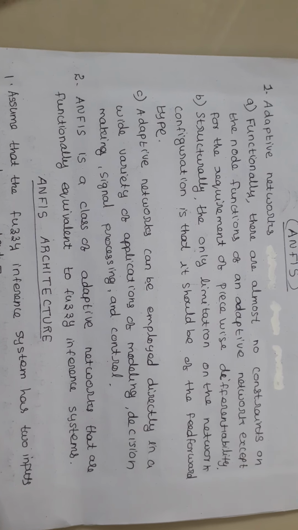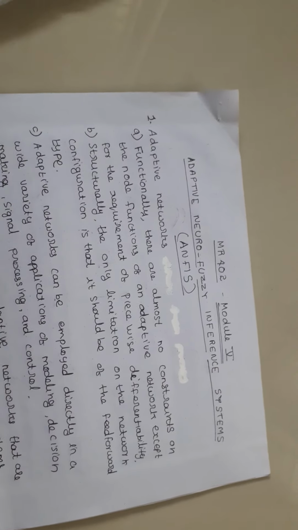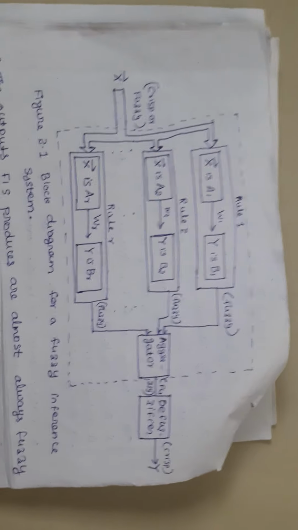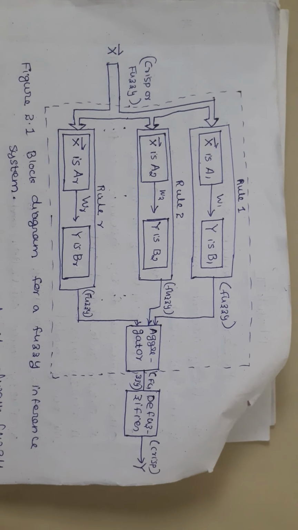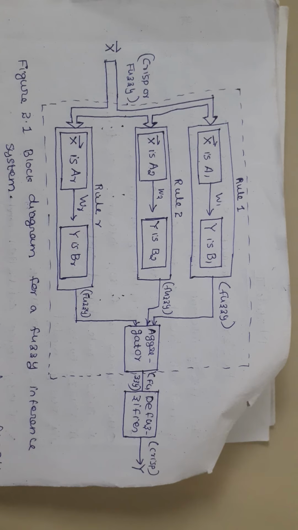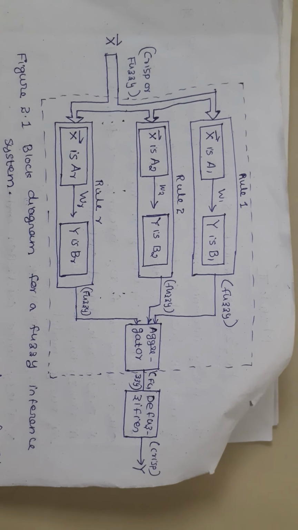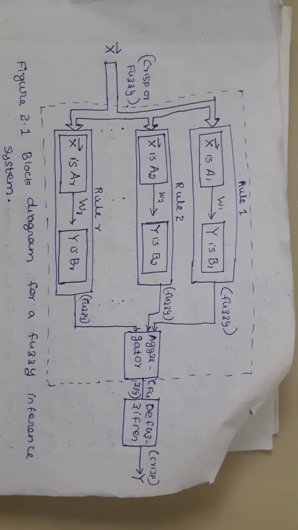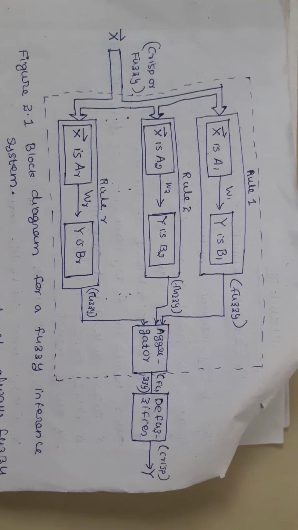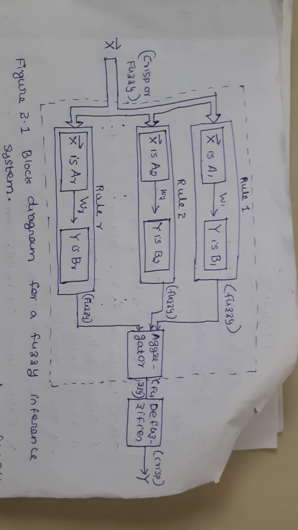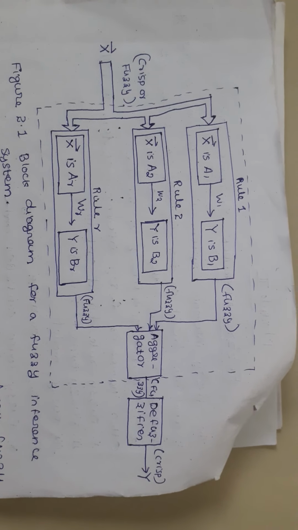The fuzzy inference system is a popular computing framework based on the concepts of fuzzy set theory, fuzzy if-then rules, and fuzzy reasoning. This is the block diagram for a fuzzy inference system. It checks input as crisp or fuzzy, and it uses n number of rules, rule 1, rule 2, up to rule n, and the output produced from these rules is combined by the aggregator, and it produces fuzzy output. If the system needs a crisp output, then we can defuzzify the fuzzy output. So that is about fuzzy inference systems.